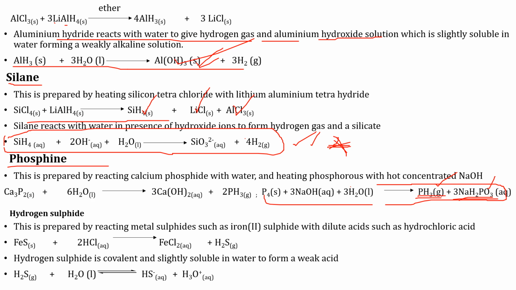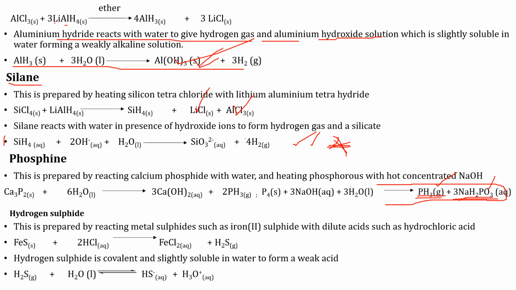Let's look at another sulfide. Here we are going to look at hydrogen sulfide. Now, mock bodies like to ask this question because it confuses students. Hydrogen sulfide is prepared by reacting iron 2 sulfide, not iron 3, but iron 2 sulfide. We react it with hydrogen chloride or hydrochloric acid to form iron 2 chloride. That's how we prepare this hydrogen sulfide gas.